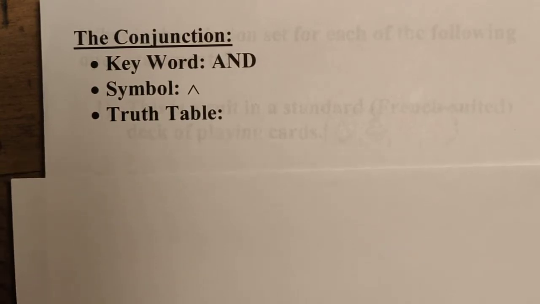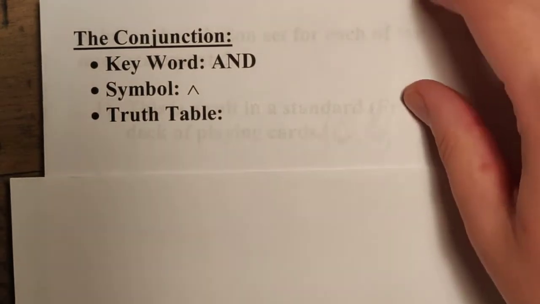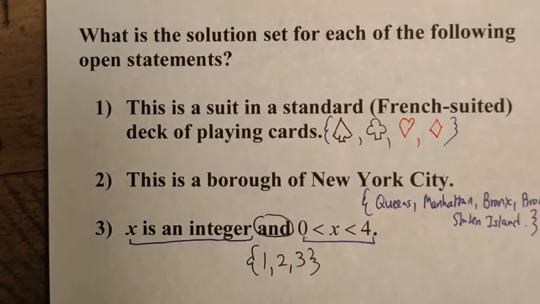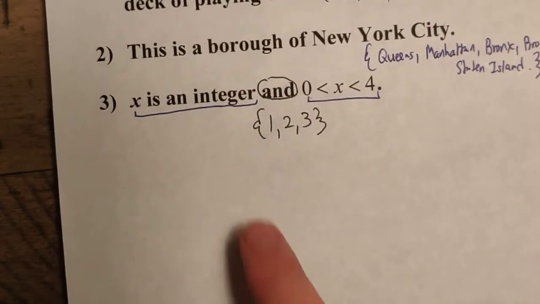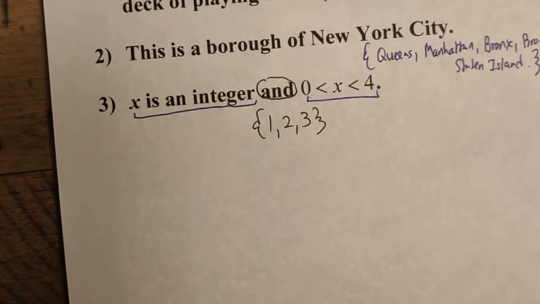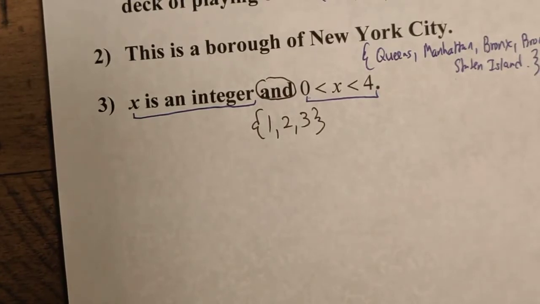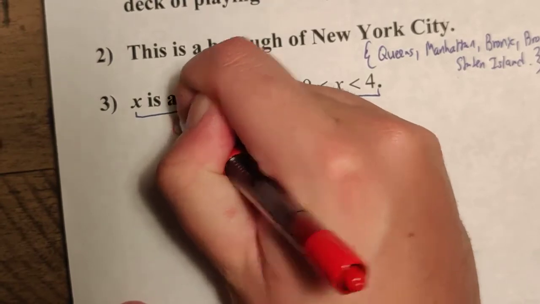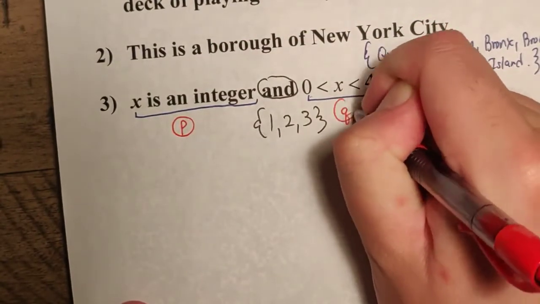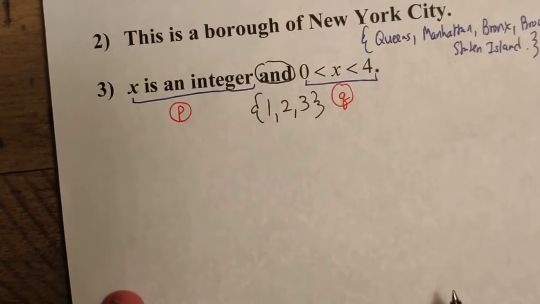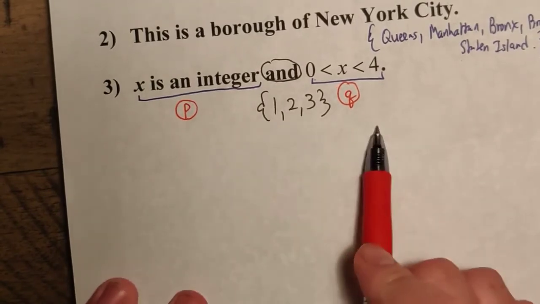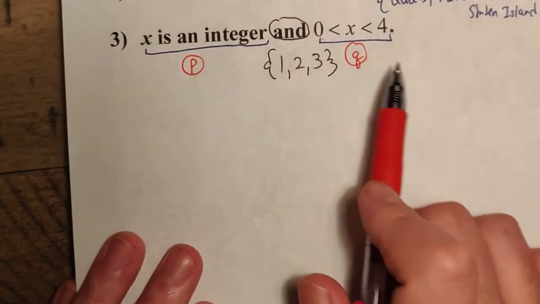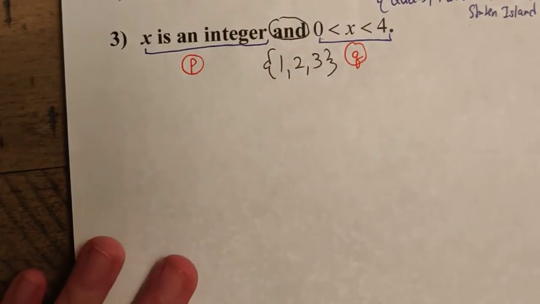Now the truth table is going to be a little bit different here, because if you think about what's going on, if we look back at this, we see that there are 2 independent statements: x is an integer, 0 is less than x is less than 4. Since there are 2 independent statements, our truth table is going to be a lot more complex. In particular, because there are 2 independent statements, we're going to use 2 independent variables. We're going to call them P and Q. So for something like x is an integer and 0 is less than x is less than 4, we're going to call them 2 things here, P and Q.